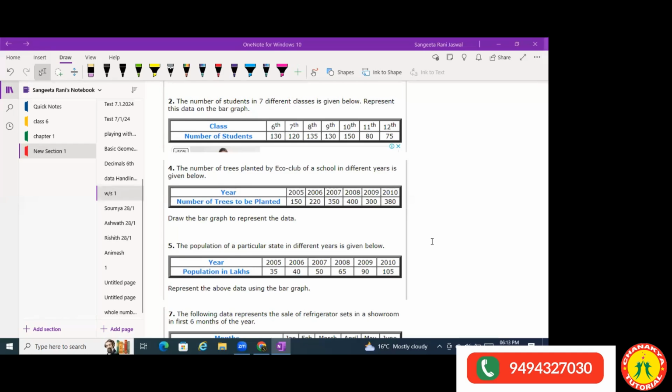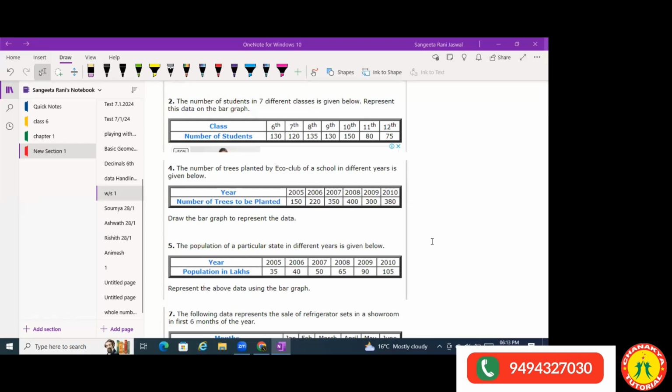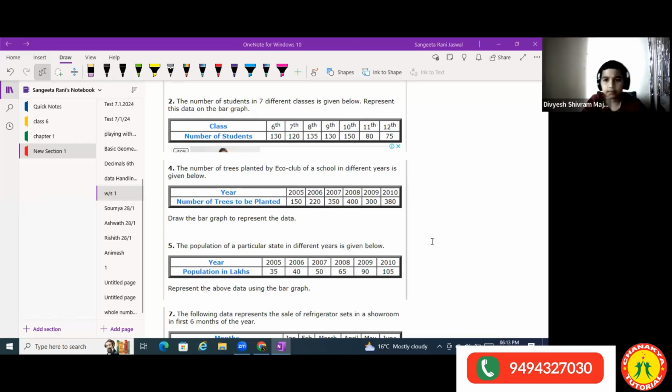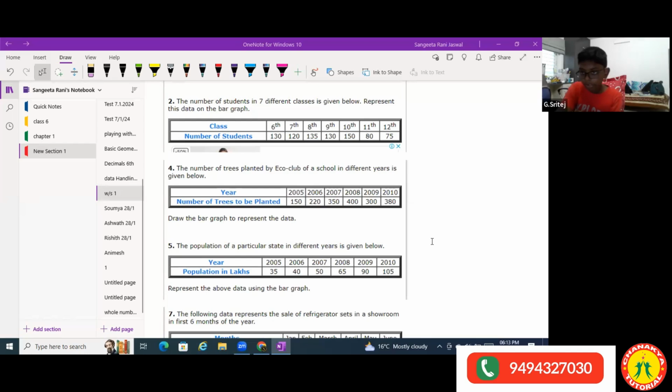Ma'am, I'm doing. Taking so long. Be quick, Divesh. Question number 2, drawing the graphs. Yes, ma'am. Sritesh, please use pencil and scale to make the graph. Ma'am, I'm using pencil and scale. Yes.